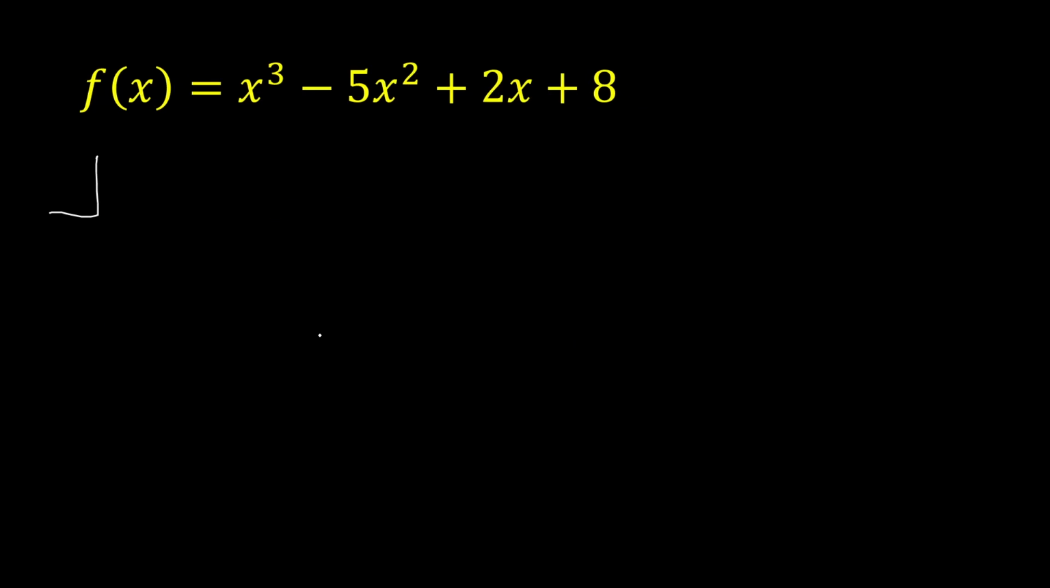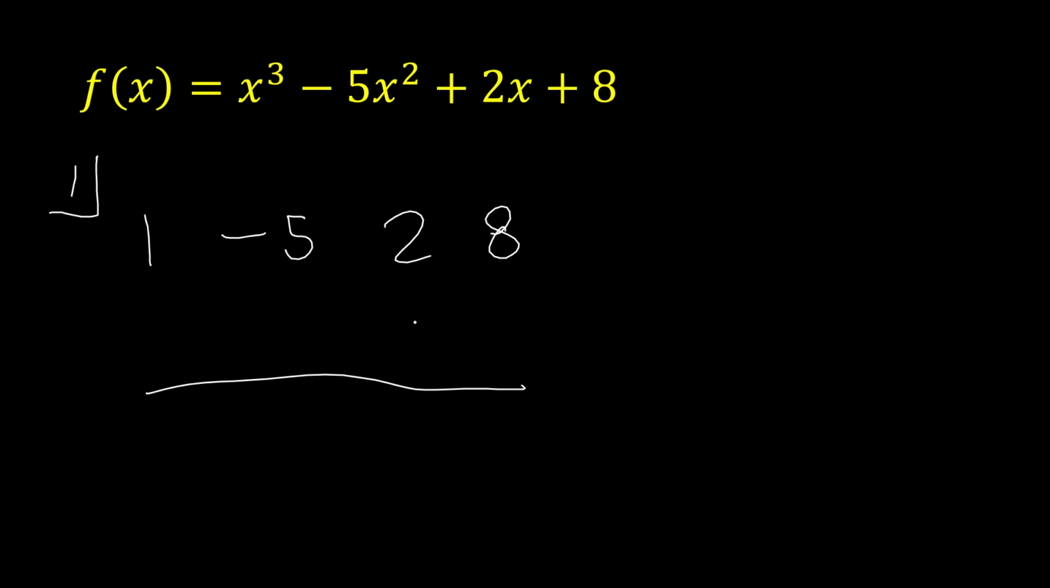Let's try positive 1. So bring down 1. 1 times 1, that's equal to 1. Negative 5 plus 1, that's negative 4. Negative 4 times 1, that's negative 4. 2 minus 4, that's equal to negative 2. Negative 2 times 1, that is negative 2. And 8 minus 2, that is 6.